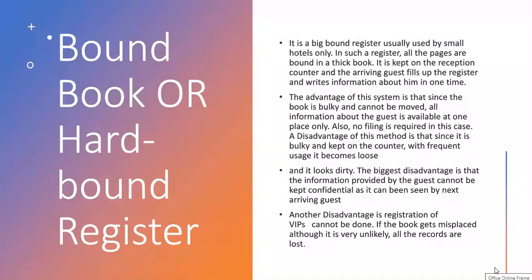The second one is the bound book or hard bound register. It's a big bound register usually used by small hotels. In such a register, all pages are bound in a thick book. It is kept at the reception counter for the arriving guest to fill up and write the information about himself in one go. The advantage was that the book is bulky and cannot be moved. All the information about the guests is available at one place. Also, no filing is required in this case.